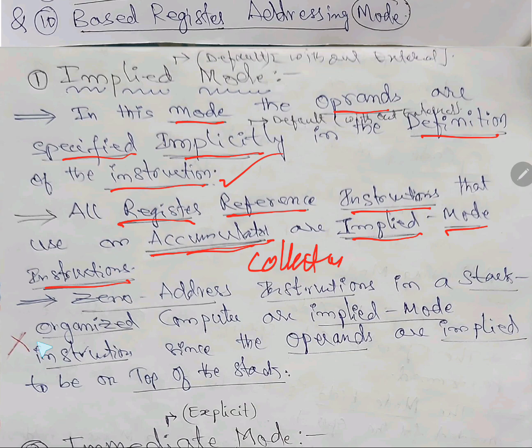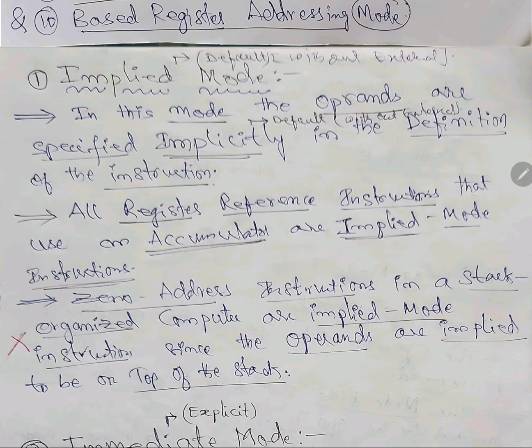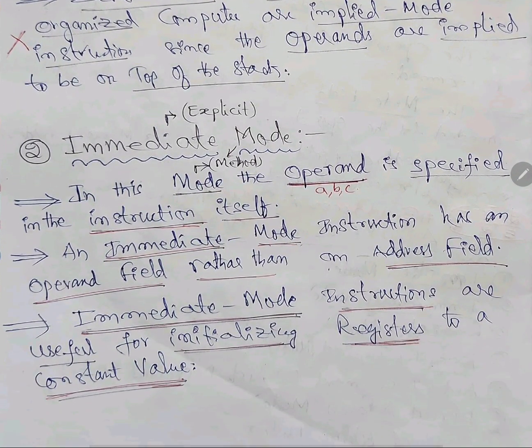Implied mode instruction. At this point you need not write, because we will write more points. If you want to write, you can write also. Zero address instruction, see the previous video, this was there. Zero address instructions in stack organized computers come under implied mode instruction, since the operands are implied to be at the top of the stack, right? This you may write or not, no issue, because it will be a very big answer. Next side heading is immediate mode. Immediate mode, nothing but implicit mode, right? Explicit mode, that is implicit, this is explicit.